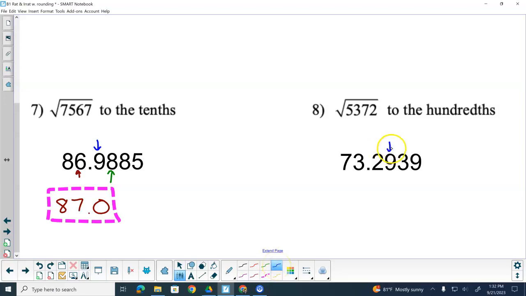Hundredths is 2. So I'm looking at that first 9, which means I look 1 after it. Is that a stay or is that a go? Everybody else is saying stay. Because we're rounding to the hundredth, so we're rounding to this one. So we look here. Is that a stay or is that a go? That's a stay. So 73.2.